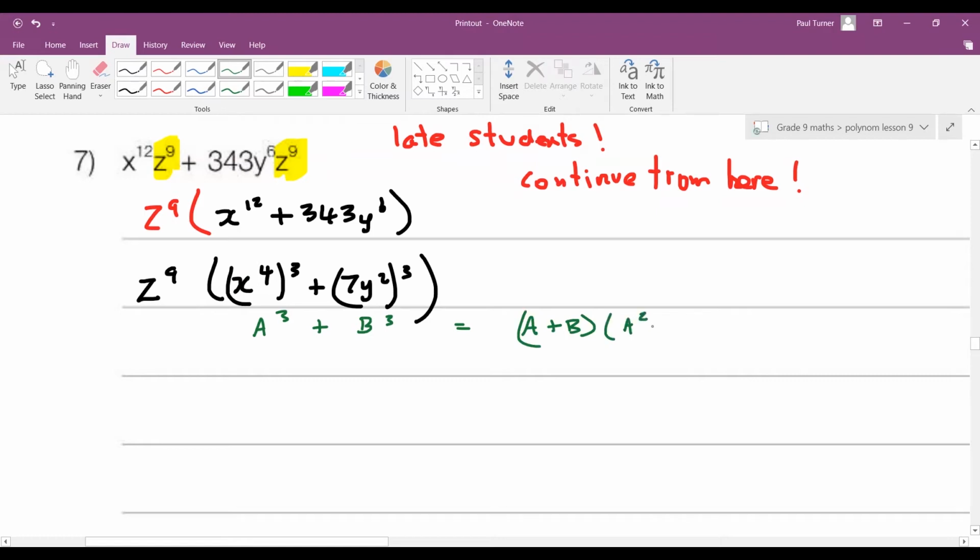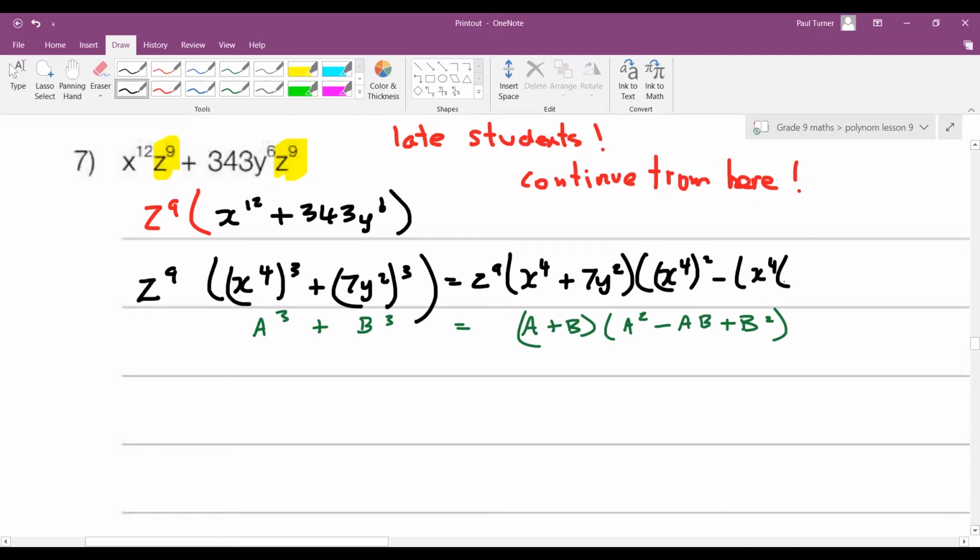A squared minus ab plus b squared. There, and then just write in z^9 first: a plus b, a squared, x^4, 7y squared, squared. Like that. The final line.